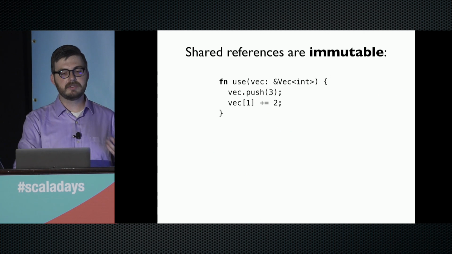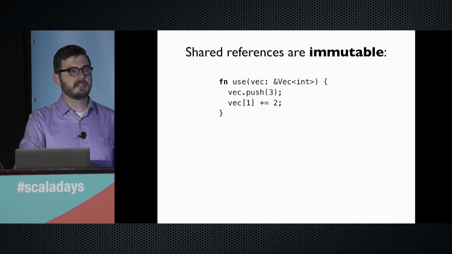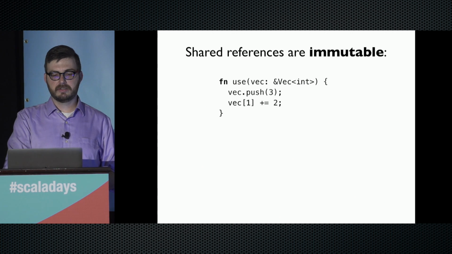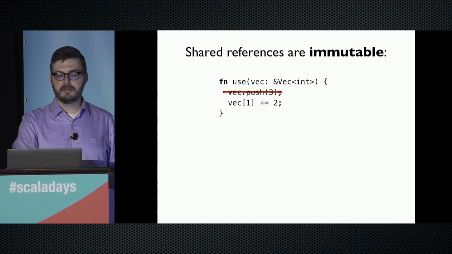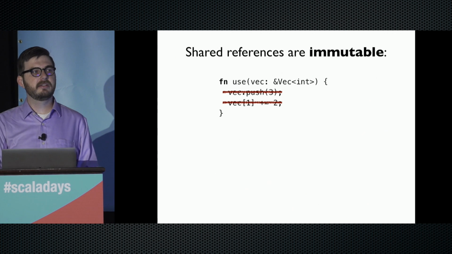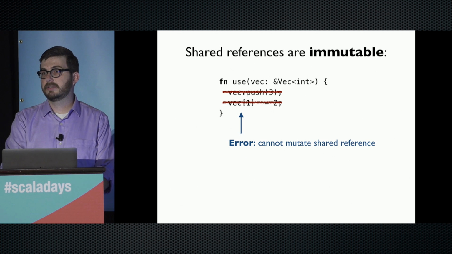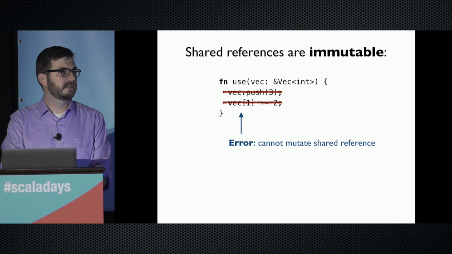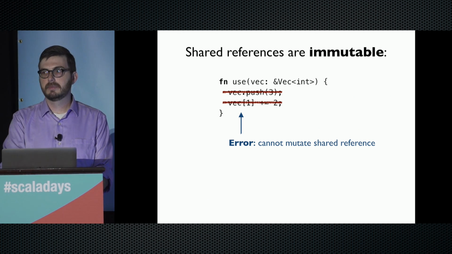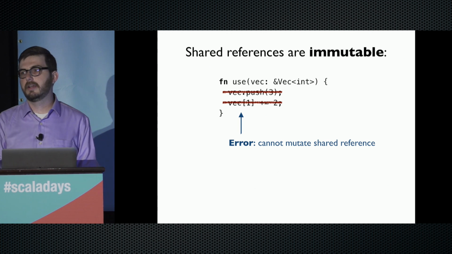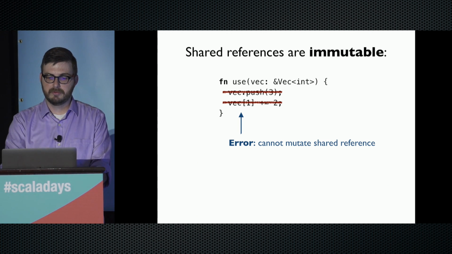So in the use function, where we've said we're taking a shared reference to a vector, if we try to push, if we try to assign to an element, if we do anything that requires mutable access, we will get an error from the compiler saying, you only have shared access to this data, you can't mutate. And again, this prevents the kind of bug in C++ we were talking about before.